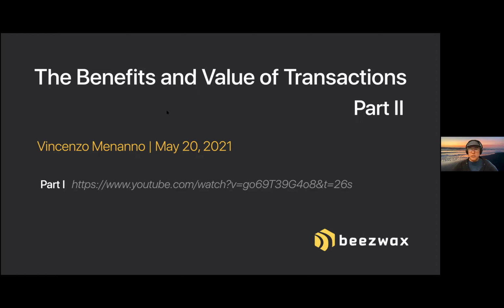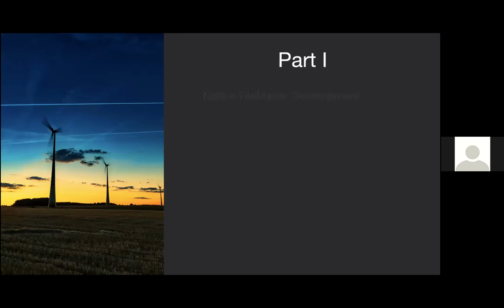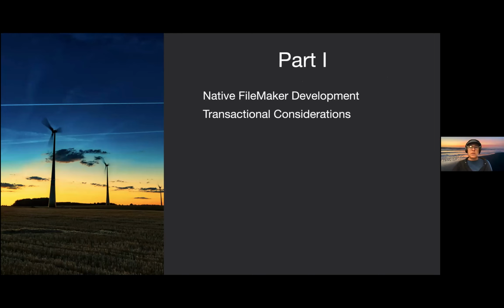Cool. So in part one, I'll just recap some of the areas that we covered. We covered native FileMaker development and how transactions work there. We talked about transactional considerations, the network monitor tool, and then release debug. We went into more detail than we will in this presentation about that tool.